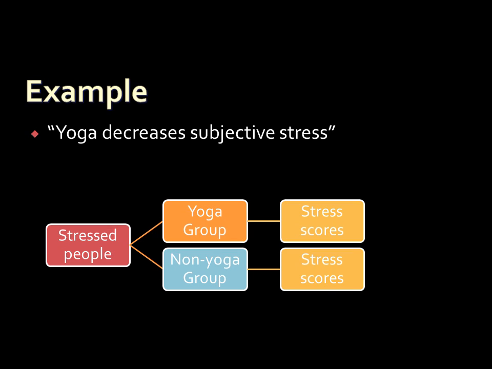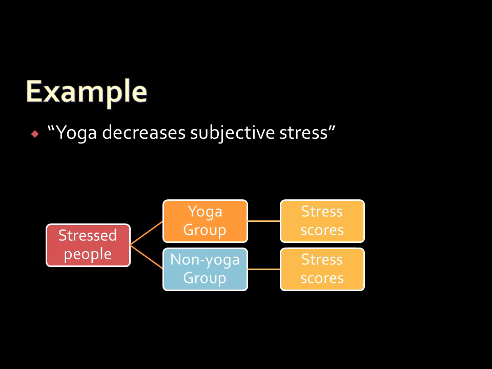Here's an example. Our prediction here is that yoga decreases subjective stress. If this was a proper study, we'd have to have operational definitions for these variables. So we'd have to define what we mean by yoga. It might be a particular kind of yoga. We'd have to specify how long people are doing it for, how many times per week, and over what time period, and so on. We'd also have to define subjective stress.